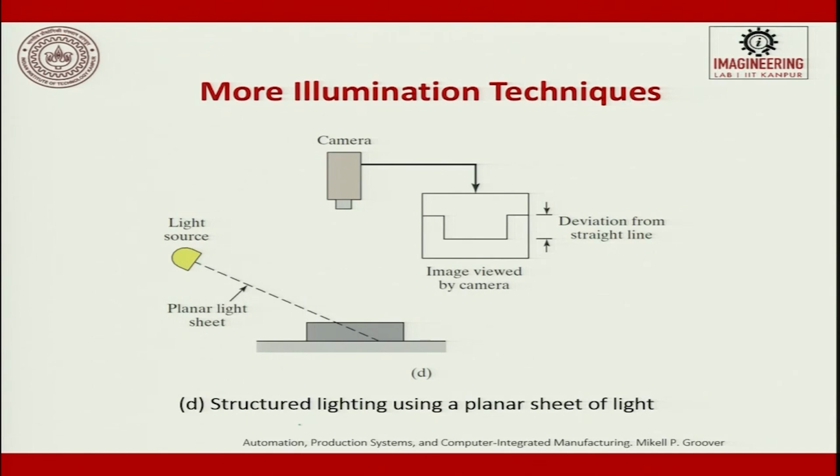So, we have structured light: the light source falls on a planar light sheet, so you get a structured light which falls on the object. Now, from the structured light we try to acquire the data and take the image. So, this shows the deviation of the straightness. So, we can also have a light source which is structured.